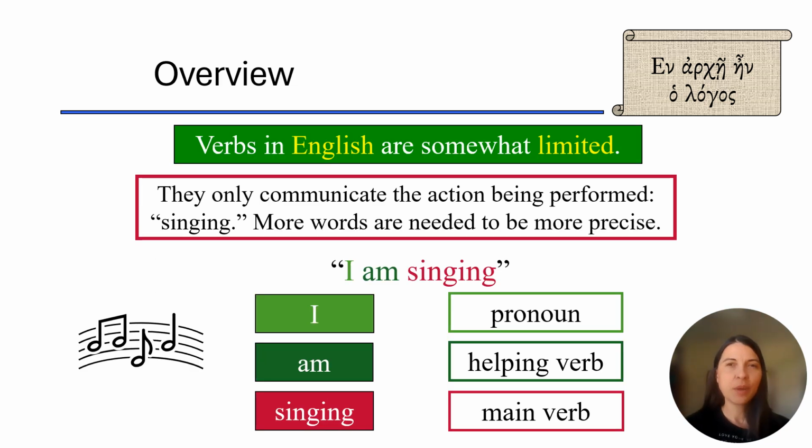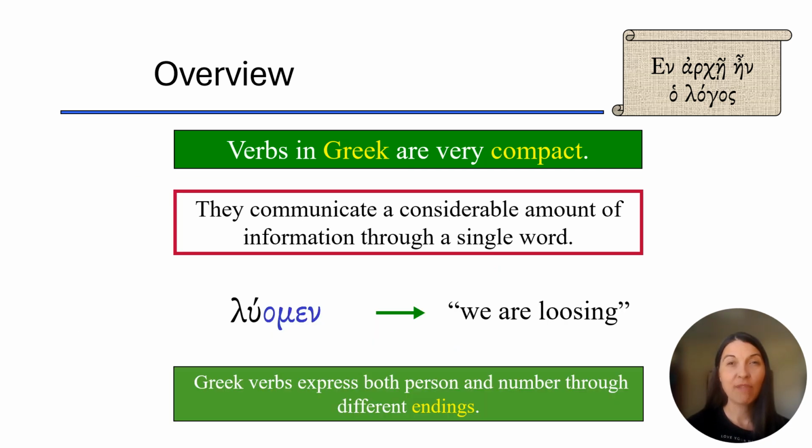Verbs in English are somewhat limited in the amount of information they contain in the word. This sentence, "I am singing," includes the verb singing, but singing is only communicating the action that is being performed. You also need a pronoun and a helping verb to make the sentence and communicate something more precise. However, verbs in Greek are very compact and contain a lot of information comparatively. They communicate a whole sentence in just one word. They express both person and number through different endings.